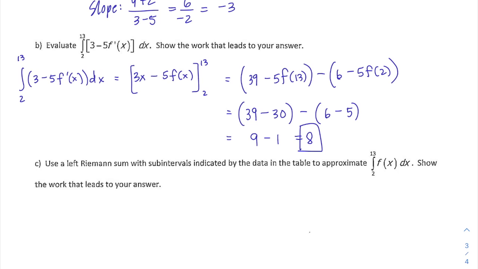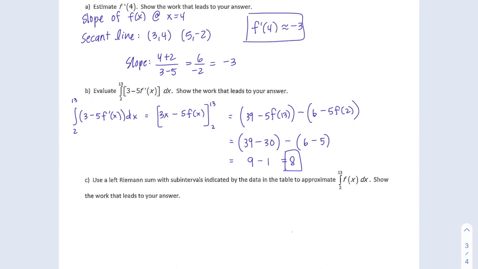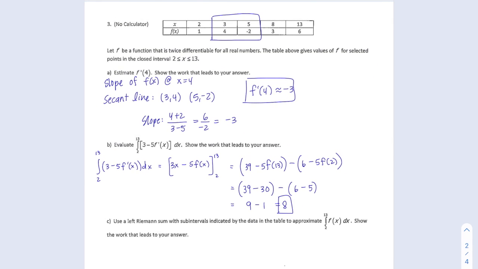Next question. Use a left Riemann sum with subintervals indicated by the data in the table to approximate the integral from 2 to 13 of f of x dx. Show the work that leads to your answer. So it might help again just to do a quick picture here. So here's what we got. We need x values from 2 to 13. So let's say this is 12 right here. This would be 6, this would be 3, this would be 9. So 13 would be right about there.